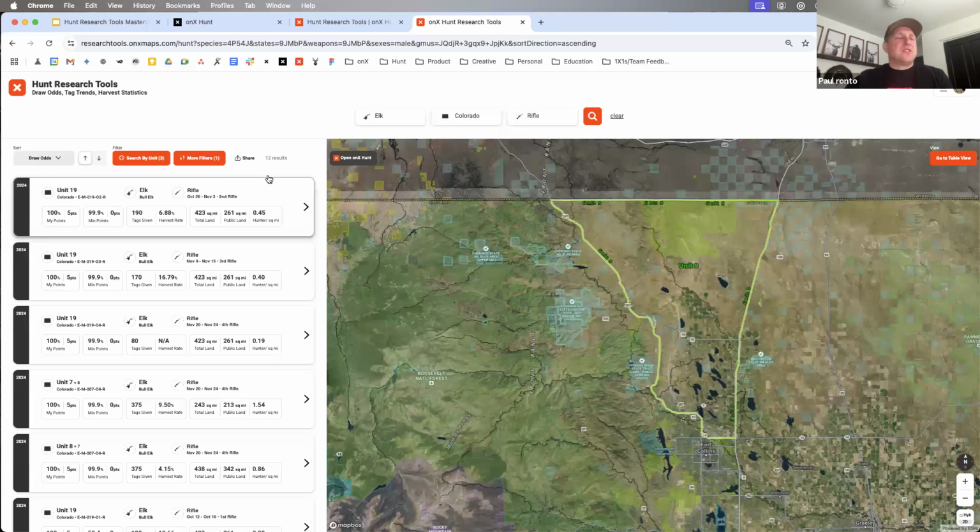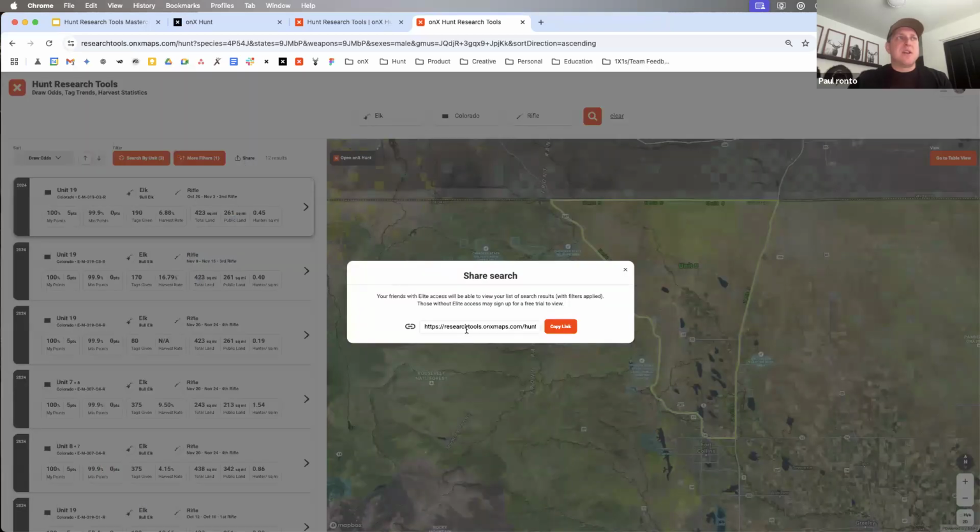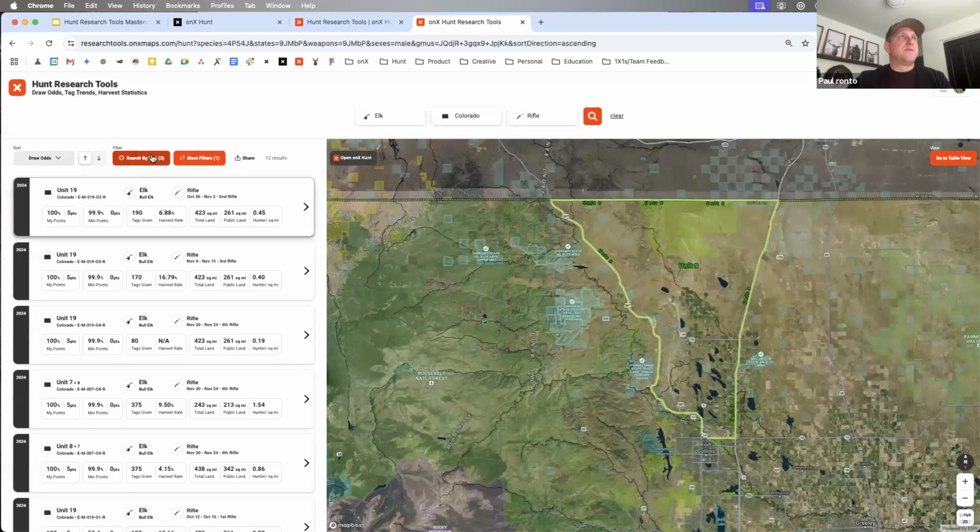Okay, now that we're down to 12 results, let's talk about some of the other functionality in this tool and what all this data means. First off, you've seen all the sorts, you've seen the search by unit, you've seen the filters button. Now, one thing we haven't talked about is the share button. I can click this share button and it gives me a shareable URL that will save all of these search parameters, all of these filters, all of my selections, and I can share that with my group that I'm going to be hunting with.